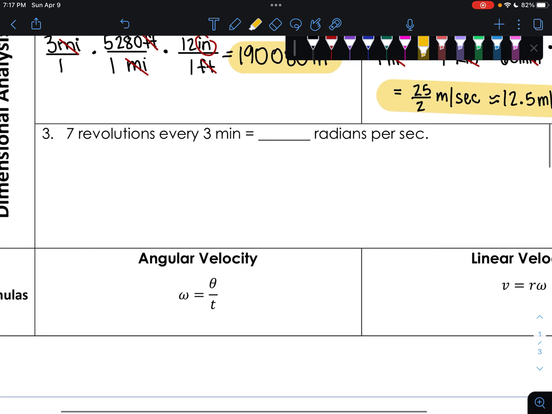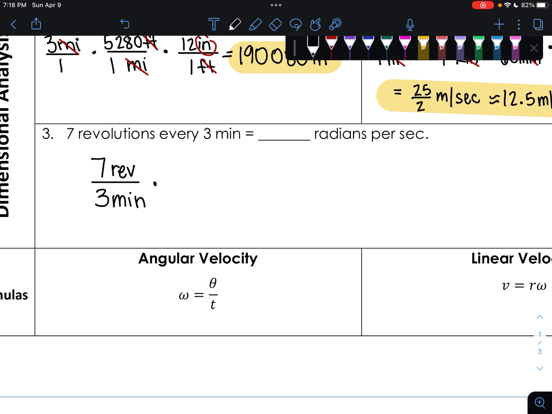So, and number 3, 7 revolutions every 3 minutes in radians per second. This is what you're going to see a lot of in this lesson. So 7 revolutions means it's going around a circle 7 times every 3 minutes. So it takes 3 minutes to go around the circle 7 times. So we have 7 revolutions over 3 minutes.